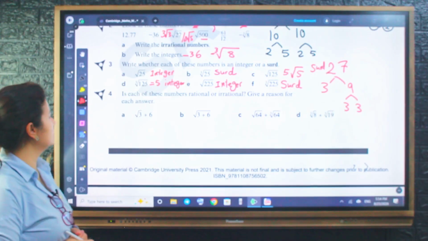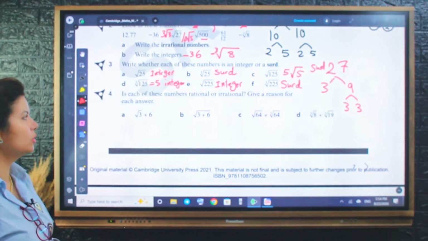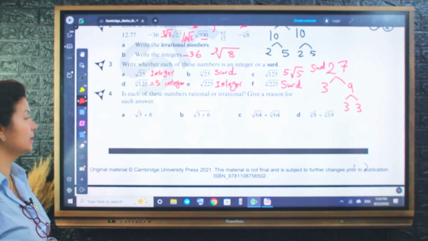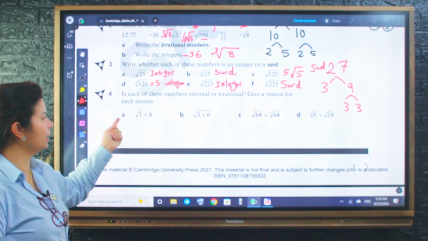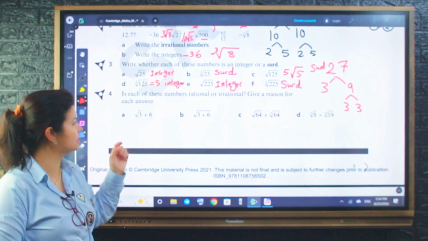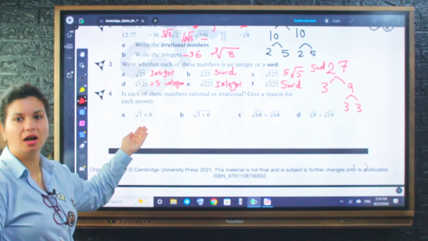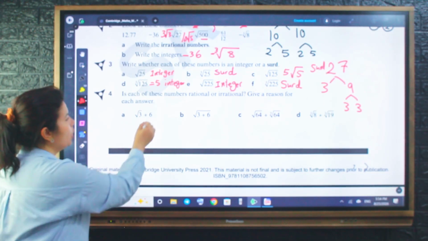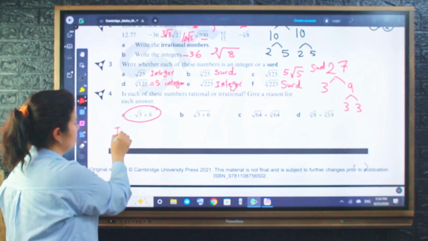Okay, let's see number 4. Is each of the following numbers rational or irrational, and give the reason. Okay, if we look at the first one here we have root 3 plus 6. Here we have an irrational number added to a rational number. So the whole number is irrational.